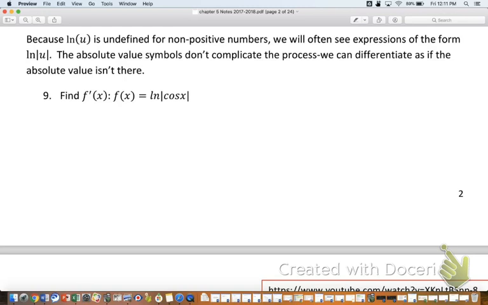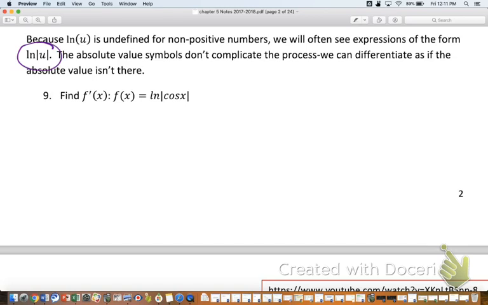Just the nature of exponents, right? It doesn't work that way. So because of that, and because we might need to work with negative numbers, and we will definitely be doing this later on during our semester, we need to have a way of dealing with that. And so this is a way: natural log of absolute value of u, right?